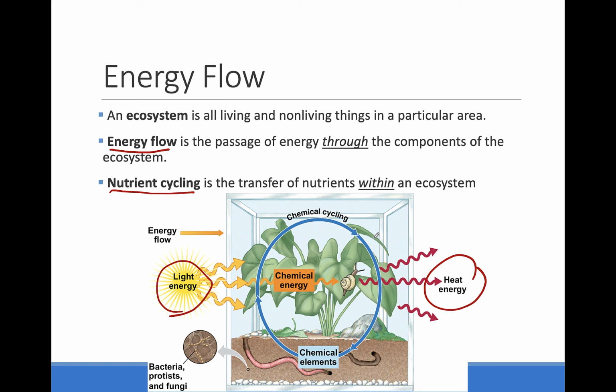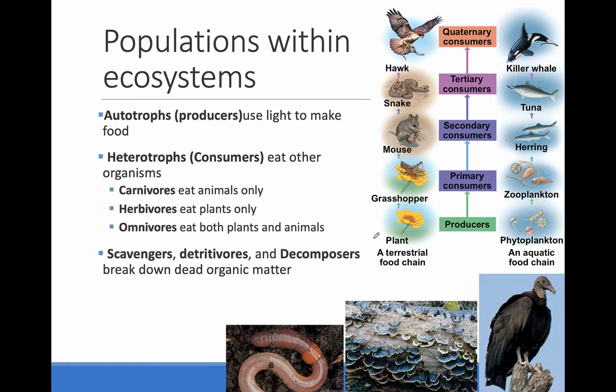Energy and nutrients are abiotic, or non-living components of an ecosystem. The biotic, or living components of an ecosystem, are all the populations found in the community. Scientists categorize these populations based on their food source.